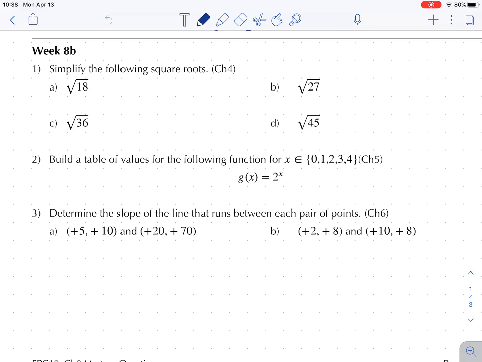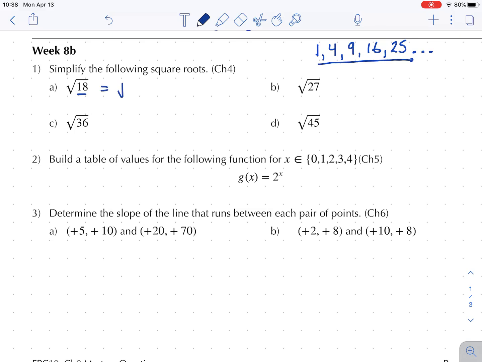So to do that, I'm going to start by writing out some perfect square numbers. 1, 4, 9, 16, 25. And the square numbers keep going on after that. What I want to do is see if this number under the radical sign can be divided by some perfect square number. So I can see that 18 can be divided by 9.